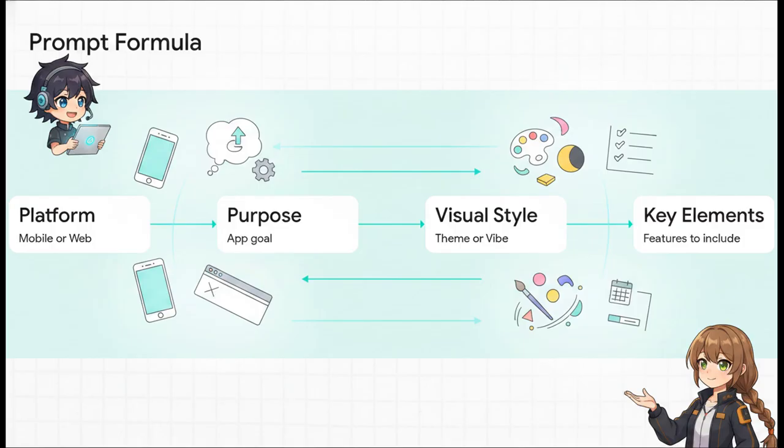And to get the absolute best results out of this, you just need to follow a really simple 4-step formula for your text prompts. First, specify the platform. Are we talking a mobile app or a web dashboard? Second, the purpose. What's the app actually supposed to do? Third, the visual style or the vibe. And fourth, the key elements you need included.